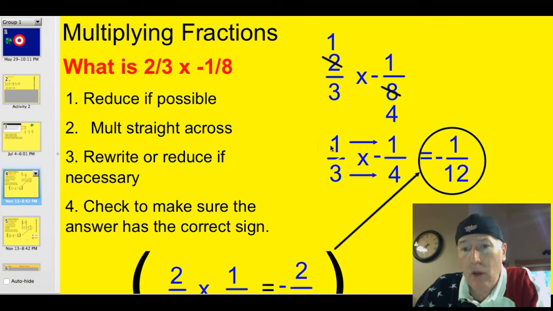So now I rewrote that. When I multiply straight across, I have 1 times 1 is 1, and I have 3 times 4, which is 12, with a negative sign. I can't reduce that any further. I'm sitting here at a negative 1/12.